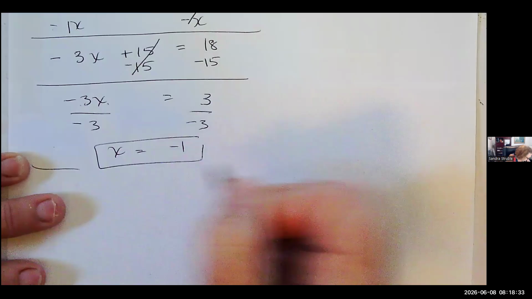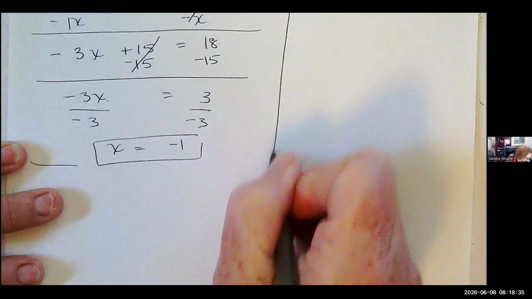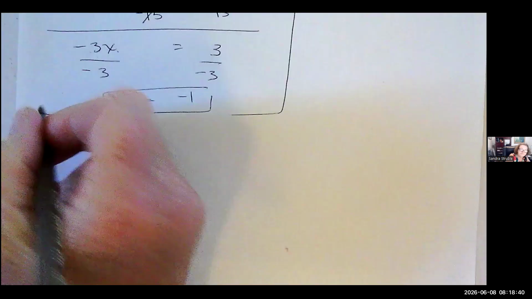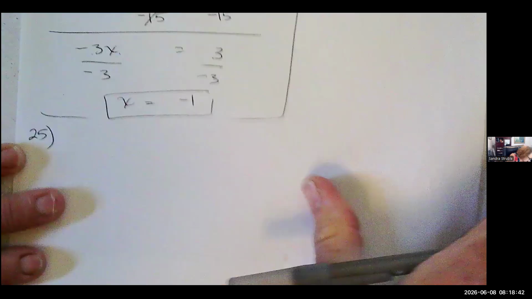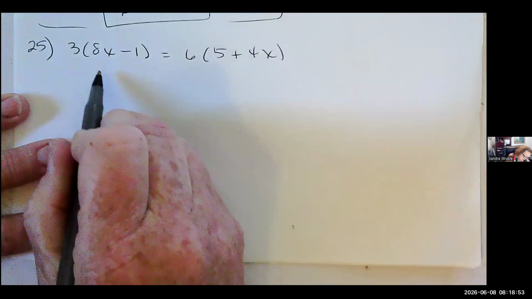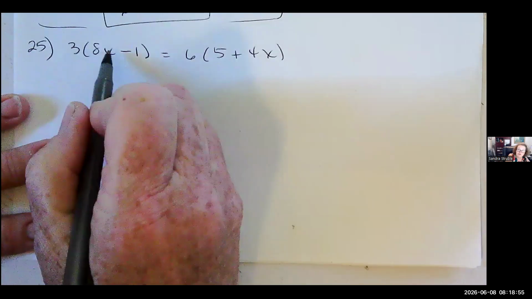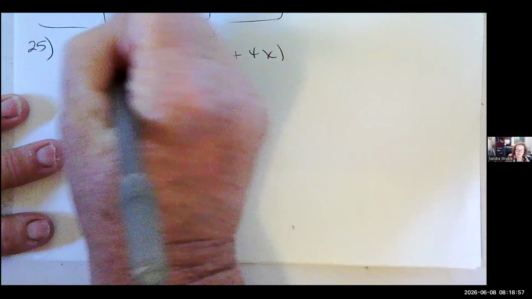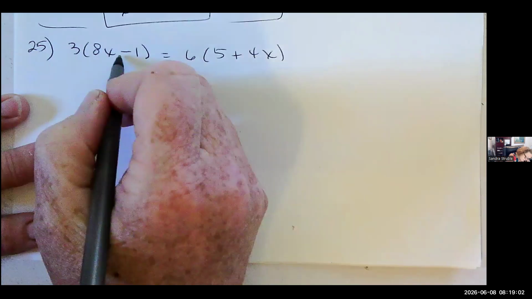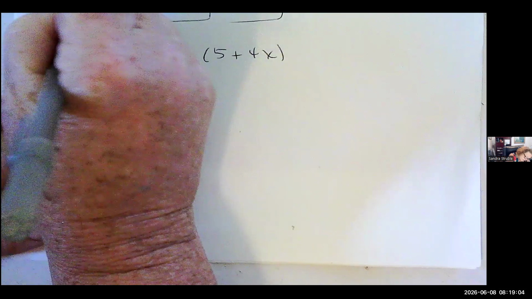All right. That was 24. 25 will come down here. 3 times 8x minus 1 equals 6 times 5 plus 4x. The only time you do distribution is when there's a variable inside. If it's just numbers, you do the numbers, you combine the numbers, then you multiply. You do not distribute when there's numbers. Only when there is a variable.